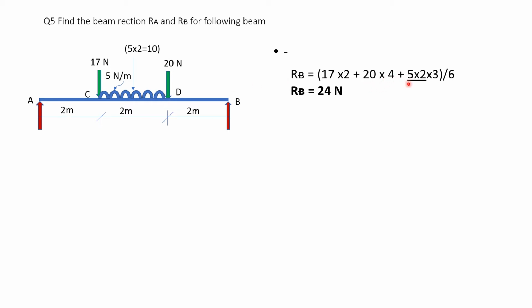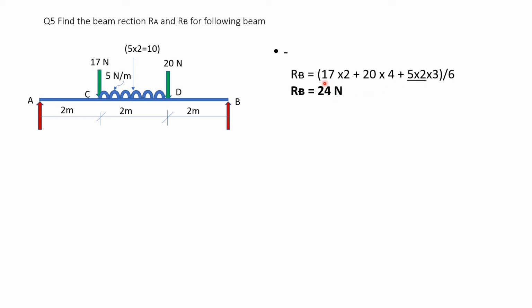Now for the UDL, the equivalent point load is 5 into 2, and it will act at the center of CD, that is at 1 meter from C, but I am taking moment from A, so I want to write the distance from A. So from A it will be this 2 meter plus 1 meter, that is 3 meter. So 5 into 2 into 3. Put it in the bracket, bracket open here and bracket close here, divided by the distance between A and B, that is 6.